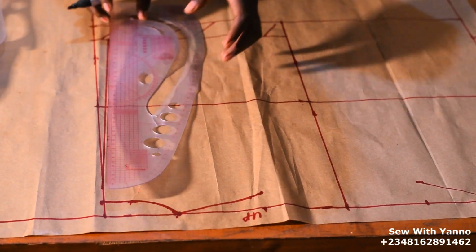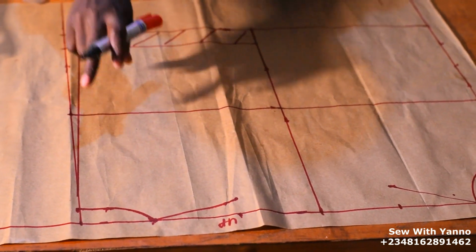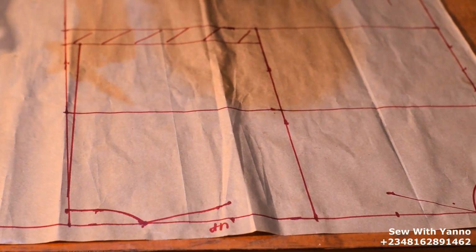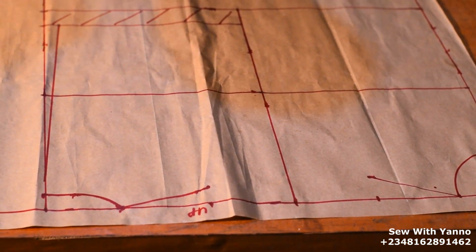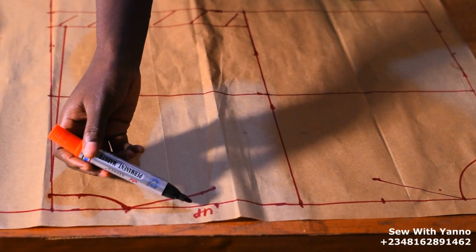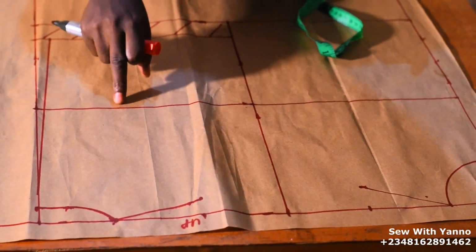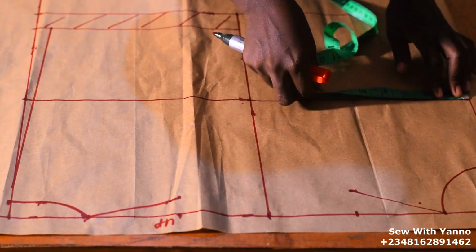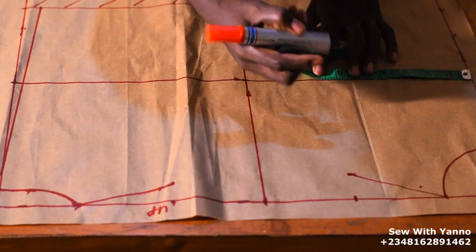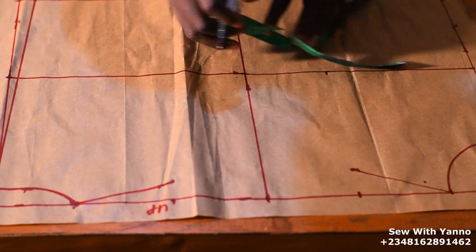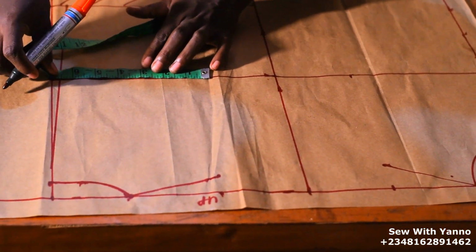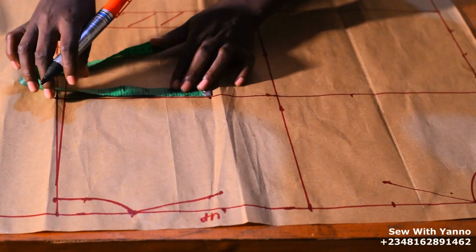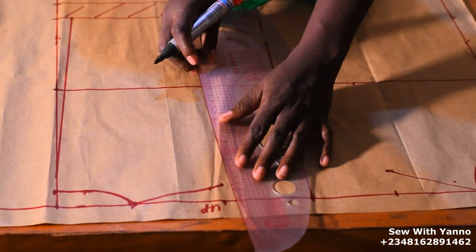all the way up. You can actually stop your dart on your chest line, but I like taking my dart all the way up. And now I'll be bringing down my shoulder measurement down to my chest line, and my shoulder measurement is 6.5, so I'll be inputting 6.5 on my chest line. And then I'll draw out a straight line.